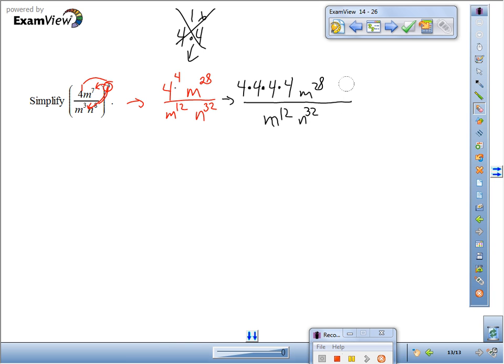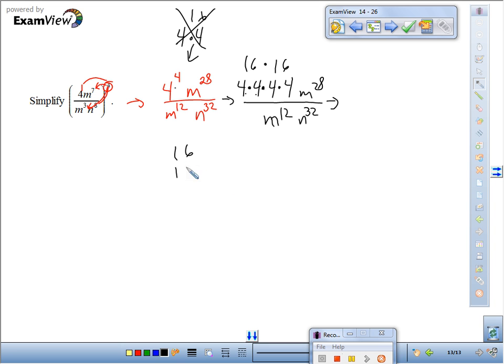So with that said, 4 times 4, that's 16 times 16. Let's see, what is 16 times 16? 6 times 6 is 36. We got 3, 6 plus 3, that's 9. 16 times 1, that's 16. 6, 5, and 2. So this is 256.